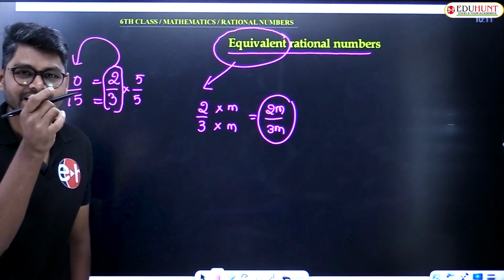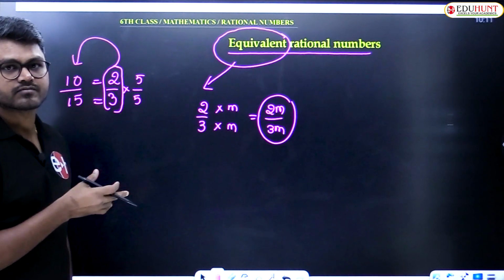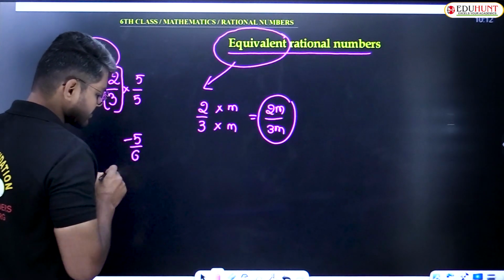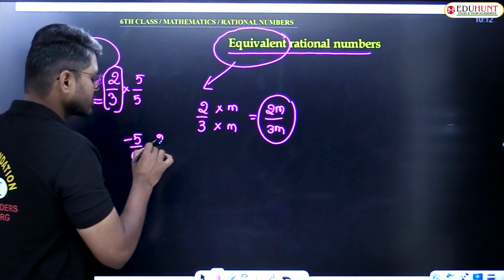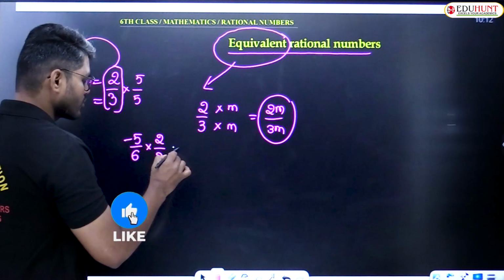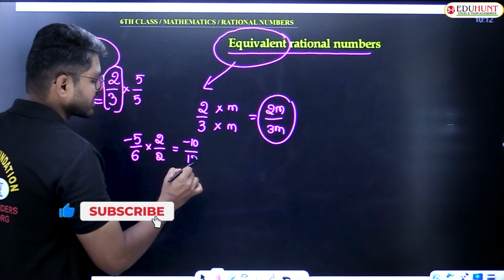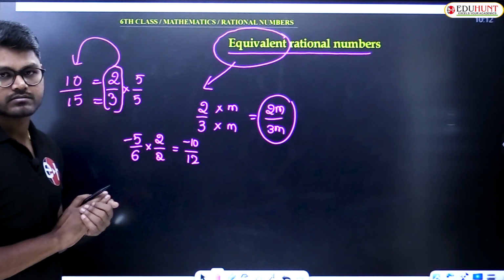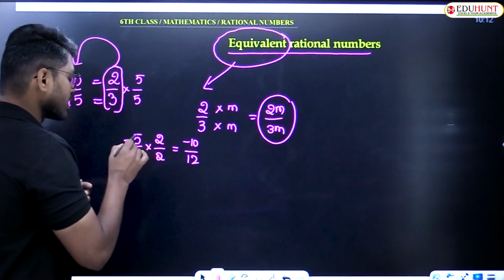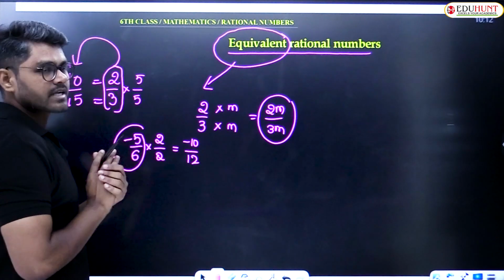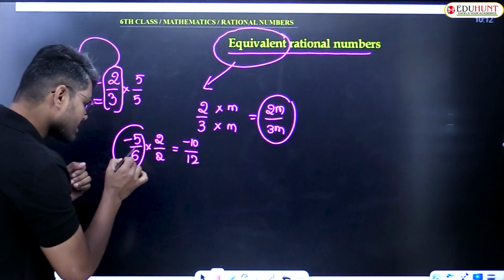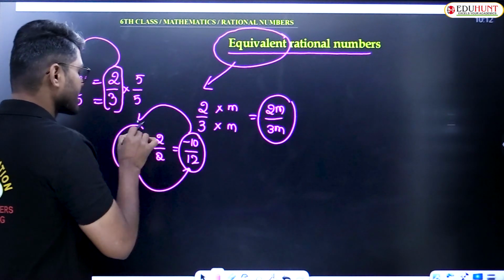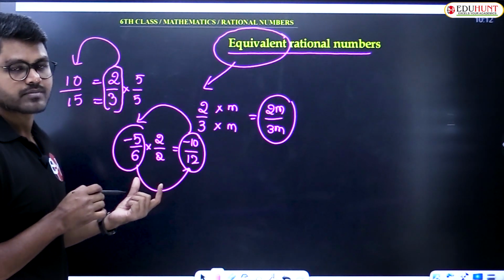We can frame n number of equivalent rational numbers in this manner. Suppose I take minus 5 by 6. This is multiplied by 2, so I get minus 10 by 12. If I simplify this number, I will get the base rational number only. So these are called equivalent rational numbers. Here minus 5 by 6 is equivalent to minus 10 by 12, and minus 10 by 12 is equivalent to minus 5 by 6. Vice versa is possible.